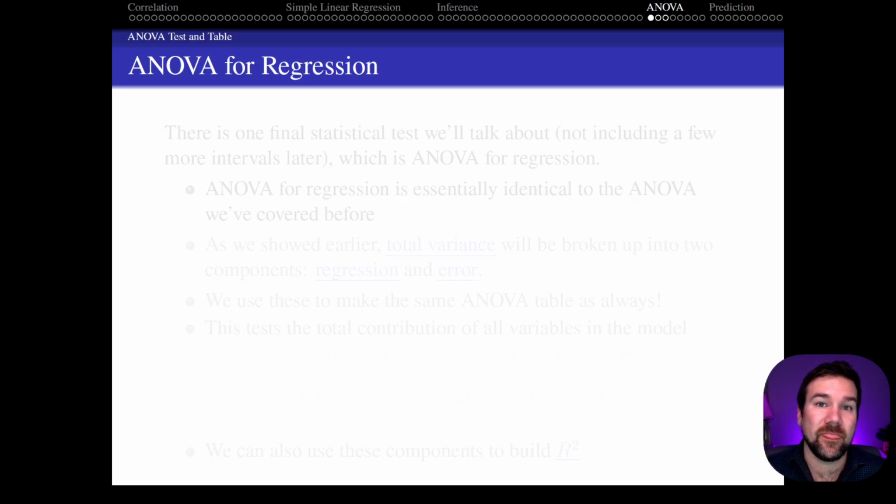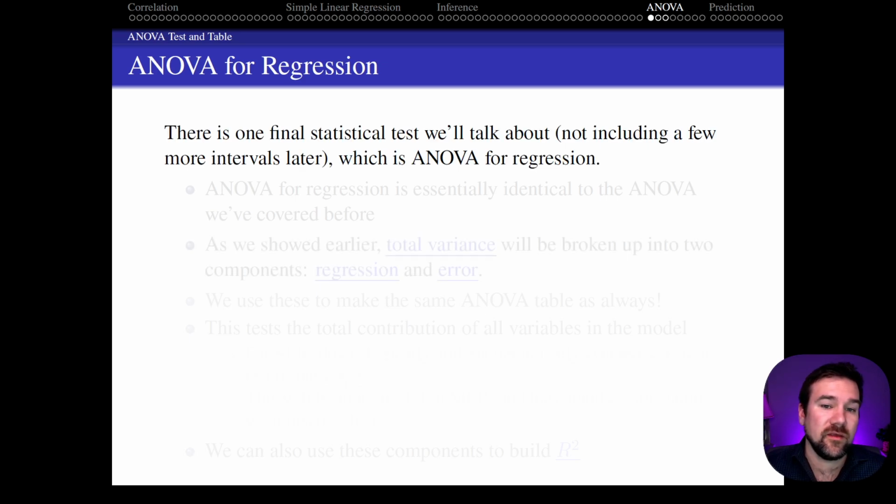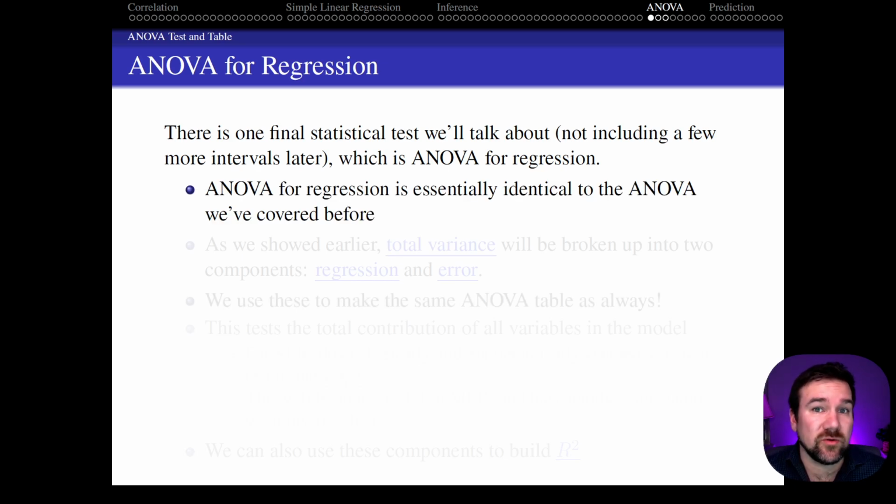Hello and welcome. In this video, we'll be discussing how we can implement an analysis of variance for a regression model. This is the final statistical test that we'll look at, not accounting for a few confidence intervals. And essentially, this ANOVA is going to be identical to our previous ANOVA, except in this case, we're going to be discussing the breakdown of variation in a regression model framework.